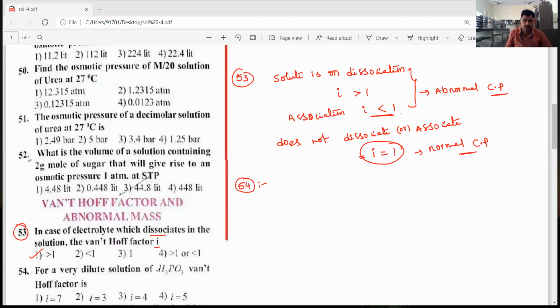Okay, let's see the 54th question, dear students. What is the given 54th question? We need to find the Van 't Hoff factor of H3PO3, phosphorus acid. In the phosphorus acid structure, if you observe, P double bond O, here 3 hydrogen atoms are present. The 3 hydrogen atoms are not all acidic hydrogen. In oxy acids of phosphorus, the hydrogen atoms which are directly attached to the oxygen atoms are the ones called acidic hydrogens or ionizable hydrogen atoms.